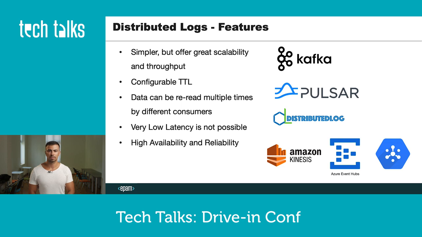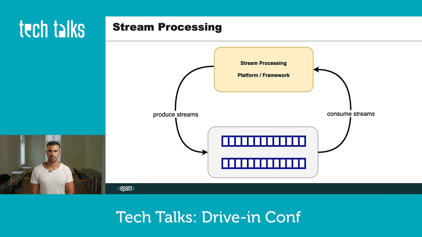For example, Kafka or Pulsar, on the cloud Google Cloud Pub/Sub, or Amazon Kinesis are specific examples of this kind of distributed log that can serve as a message broker in this use case scenario. And on top of these distributed logs, nowadays we have stream processing platforms and frameworks.